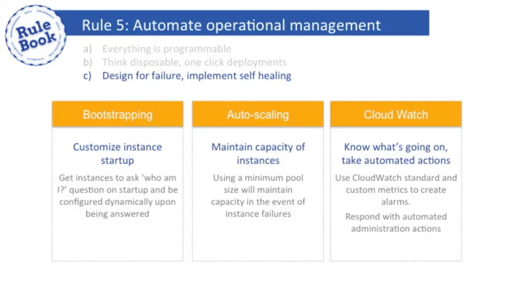Next sort of rule around operational management is design for failure and implement self-healing. So there's a number of techniques that you should consider to enable you to design and understand and accommodate failures, but also to recover from them when they happen. So bootstrapping your instances is the first kind of part of this. So when an instance starts up, get that instance to ask, who am I? What should I be doing? What's my role within this architecture? And then get that instance to be configured dynamically upon receiving the answer to that question.